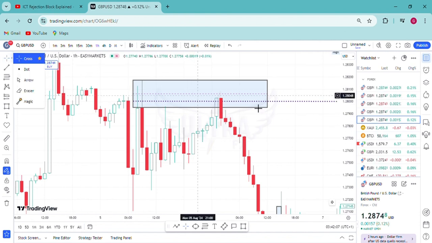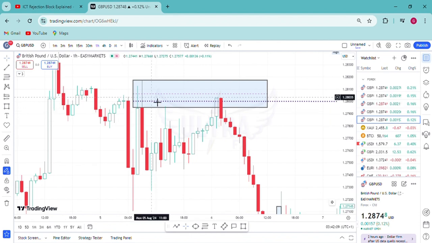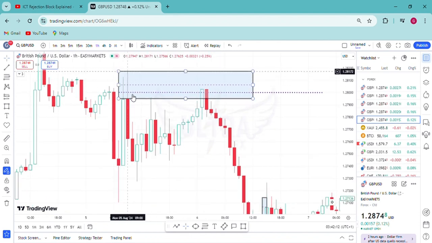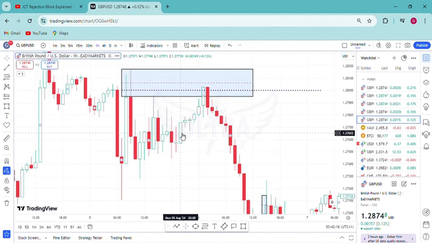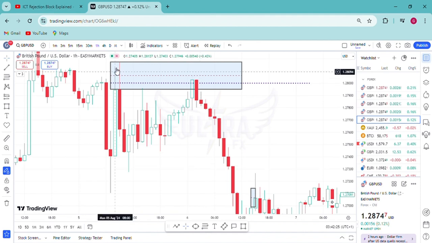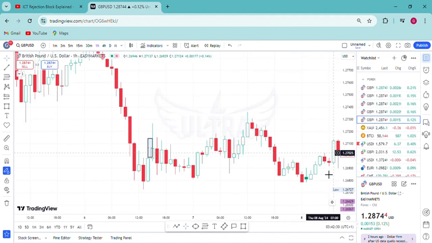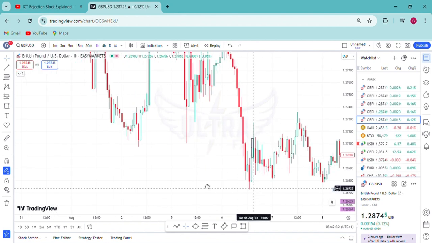So now, having that in mind, leaving this long wick, creating this rejection block right here, we now expect price to rally to that side and give us an entry to the downside. So this is a rejection block. That is one step of trading a rejection block.